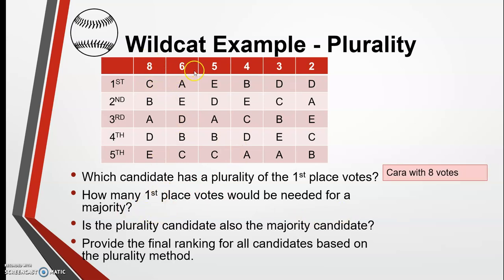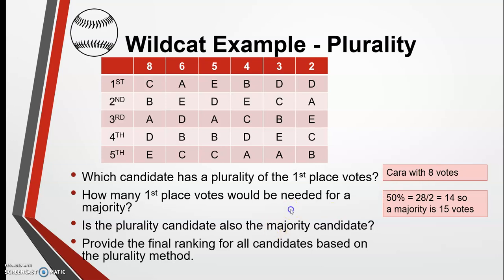Well, 8 plus 6 is 14, 19, 23, 26, 28 total voters. Half of that would be 14, and one more would be 15. So we would need 15 votes for a majority. So is the plurality candidate also a majority candidate? And the answer is not even close. We needed 15 votes for a majority, and our plurality winner only got 8.